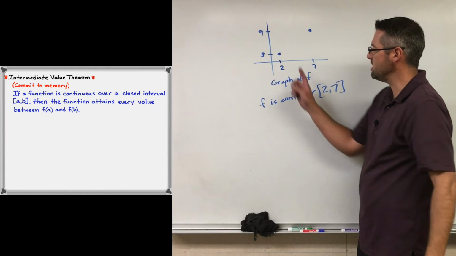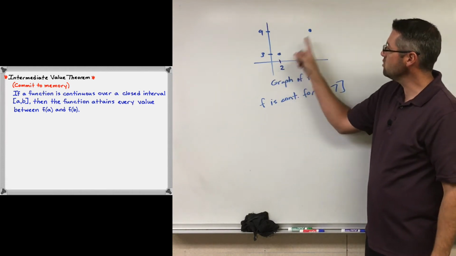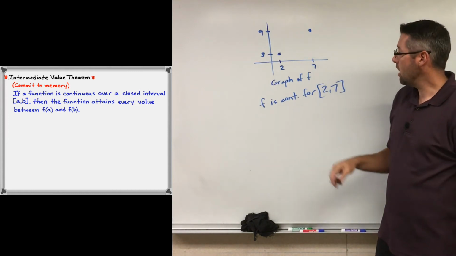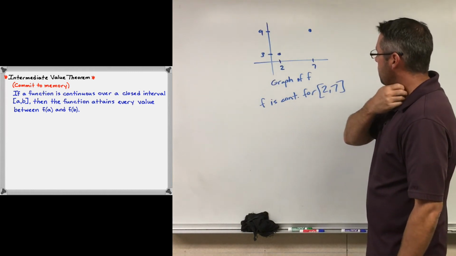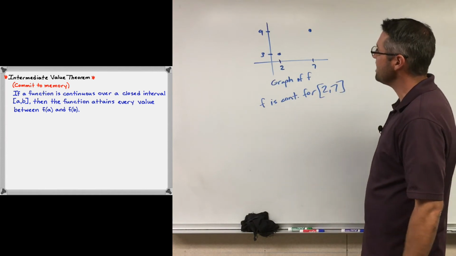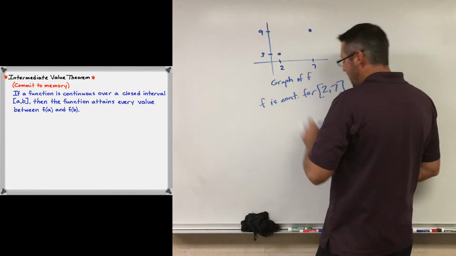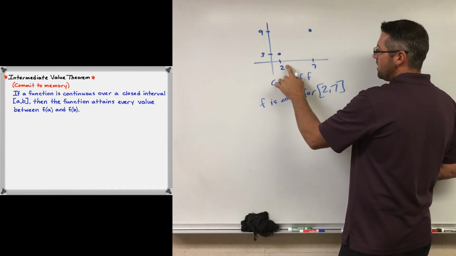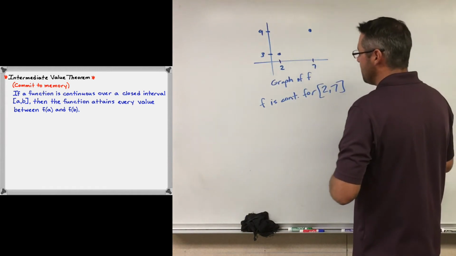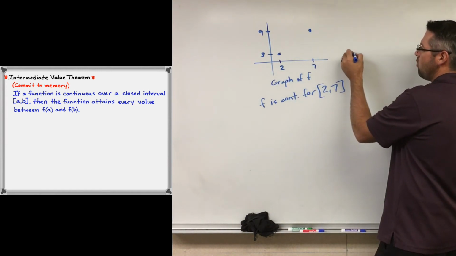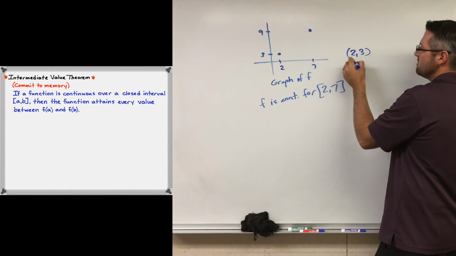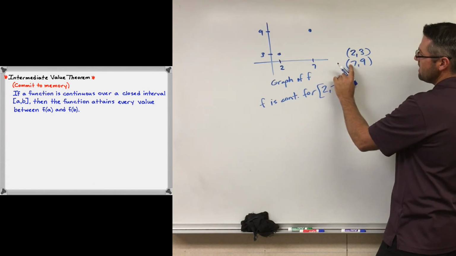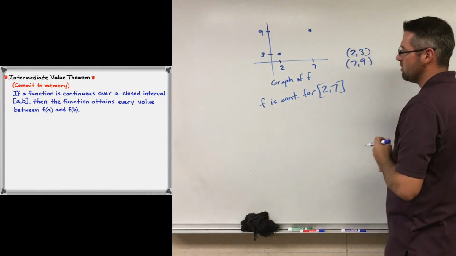So it's continuous over the closed interval, which means these 2 dots have to be connected somehow. There's no way around that. Now, the question is, what does that imply? Well, the intermediate value theorem says that every y value between the y value when x equals 2 and the y value when x equals 7 must be obtained. So we have a coordinate of 2, 3 and a coordinate of 7, 9. If it's continuous from here to here, every y value must be touched between 3 and 9.